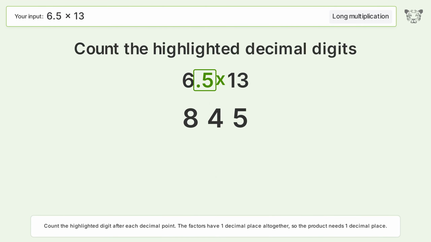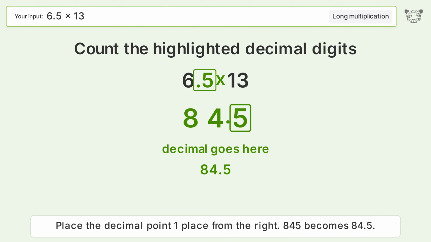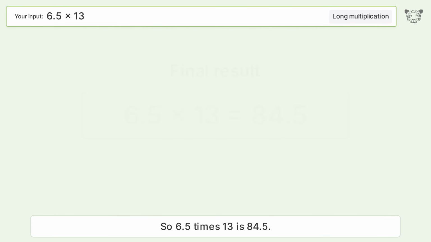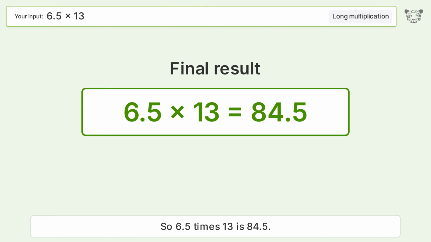Count the highlighted digit after each decimal point. The factors have one decimal place altogether, so the product needs one decimal place. Place the decimal point one place from the right. 845 becomes 84.5. So 6.5 times 13 is 84.5.